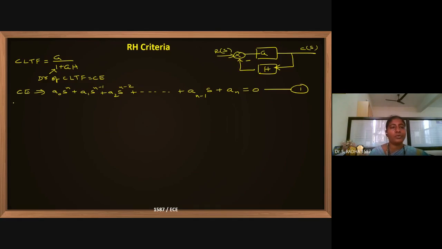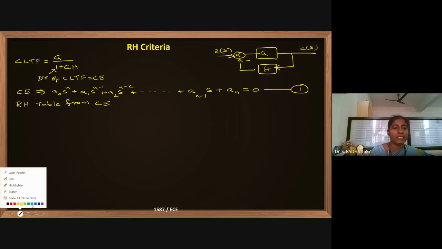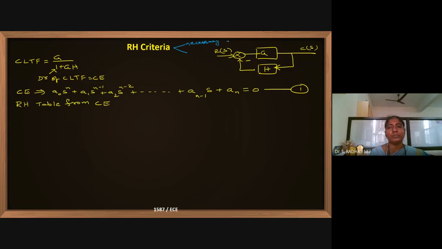So we have to prepare the RH table from the characteristic equation. In the RH criteria, we have two things: the necessary condition and the sufficient condition. I will come to this once I finish the RH table, which shows how to draw it from the characteristic equation.